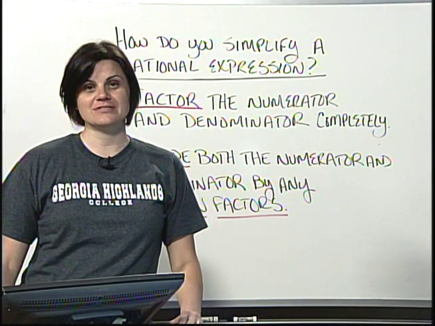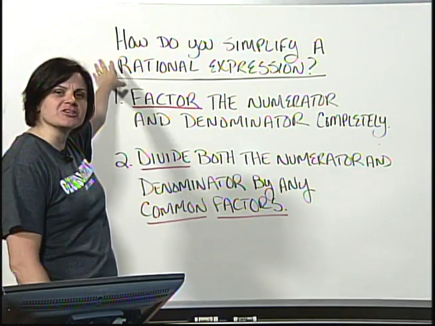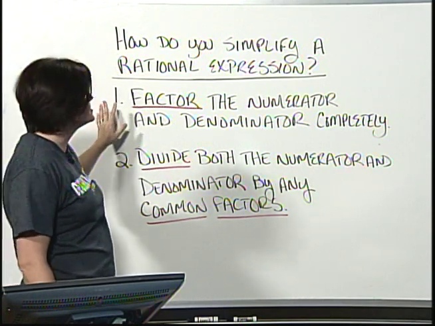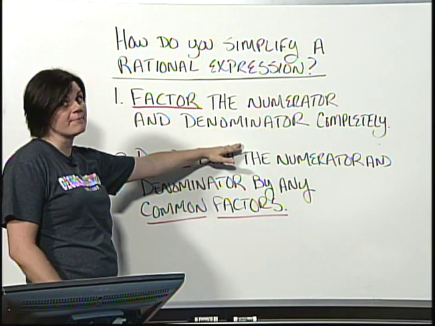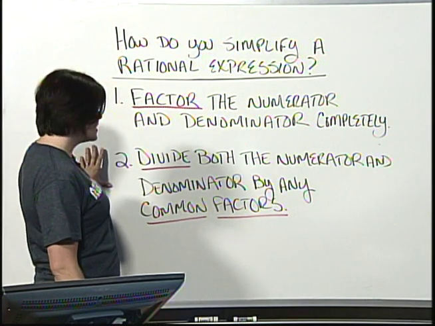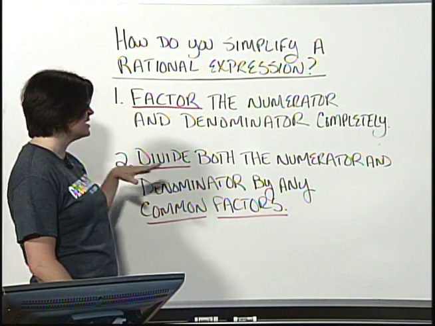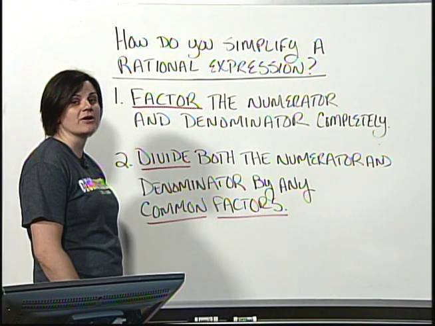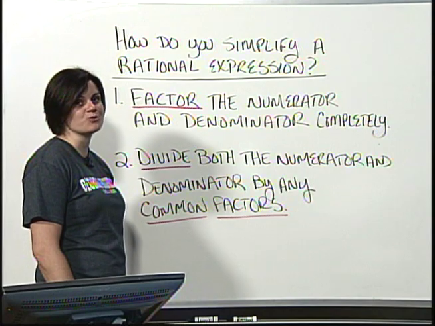In this video segment, we'll be answering the question, how do you simplify a rational expression? Well, the first step in this process is to factor both the numerator and the denominator completely. And secondly, you're going to come back and divide any of the common factors out of both the numerator and the denominator. Because remember, anything divided by itself is equal to 1.